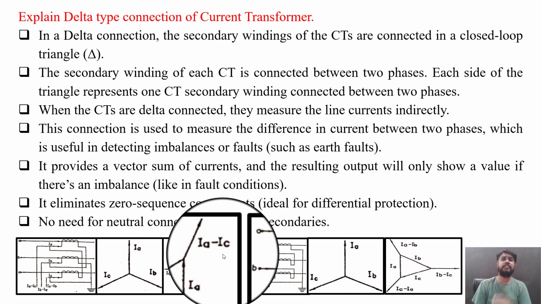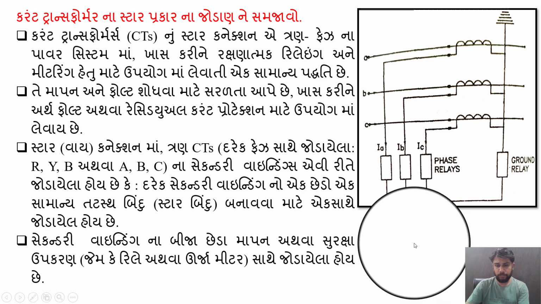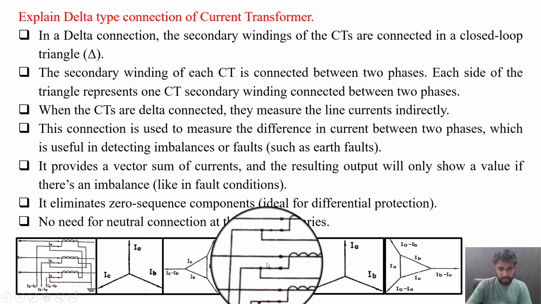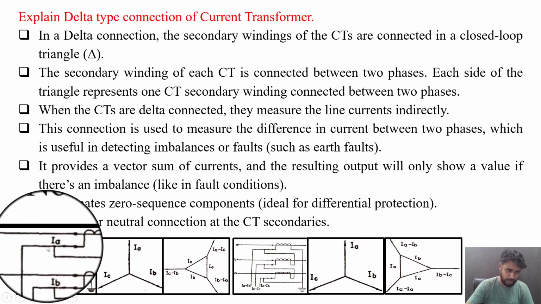It provides a vector sum of the currents, and the resulting output will show a value only if there is an imbalance between the phases, because in the normal balanced condition there is no current flowing in the neutral or the balance core terminal. You can visualize this from the earth terminal. You can visualize this, there is no current because it is a difference between 2 phase currents. It eliminates zero sequence components. It is ideal for the differential protection system, and there is no need for neutral connection at the CT secondaries because it is the delta loop connection. It provides the loop connection.